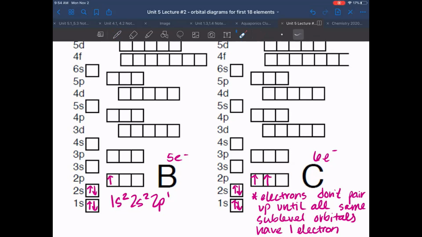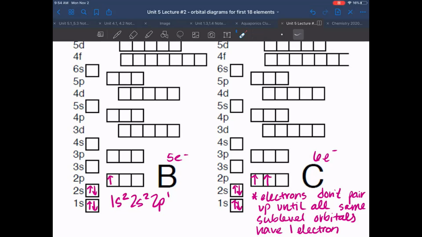Yes, JP? So is an electron saying like it's an arrow? Exactly. Does it matter if it's an up arrow or down arrow? It does. Well, like the electron can be an up arrow and a down arrow? Okay. Okay, any other questions?